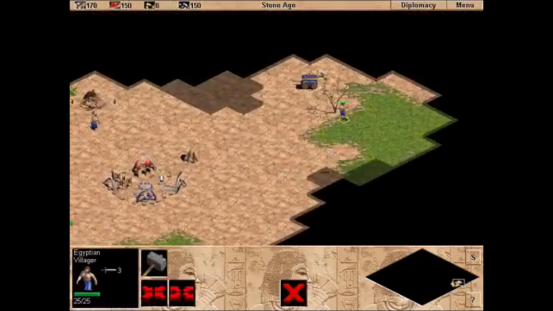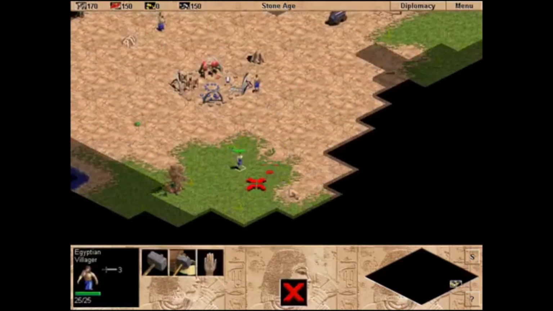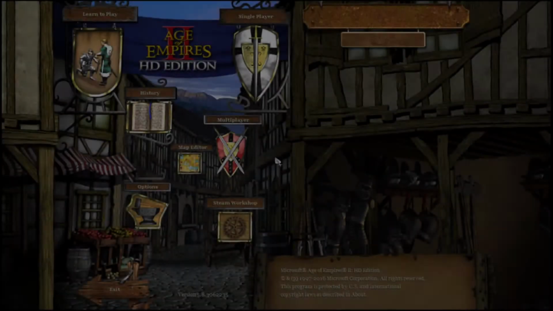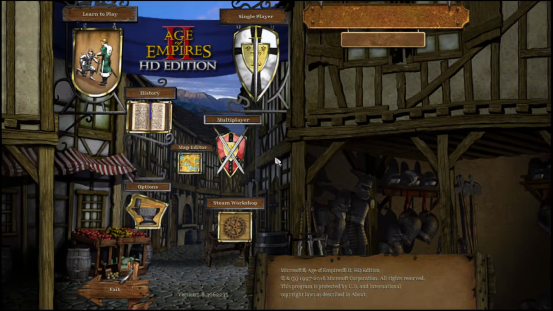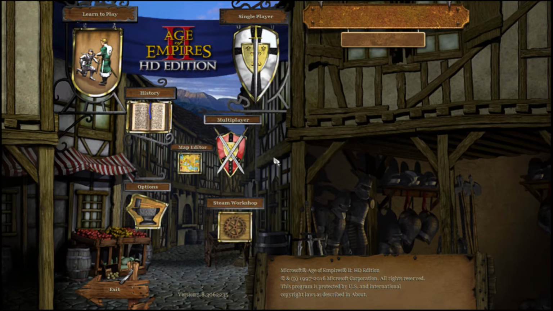Such a successful game couldn't go without a sequel, and on the 30th of September 1999, Age of Empires 2: Age of Kings was released. Analysing Age of Empires 2 using Jesse Schell's Elemental Tetrad constitutes splitting the game into 4 main aspects: aesthetics, mechanics, story and technology.